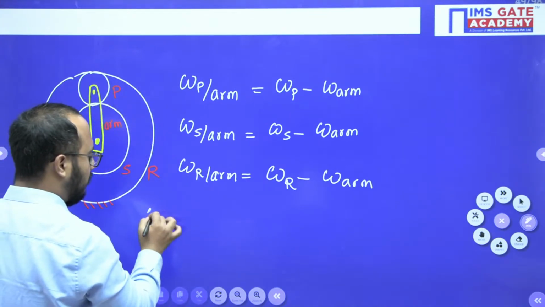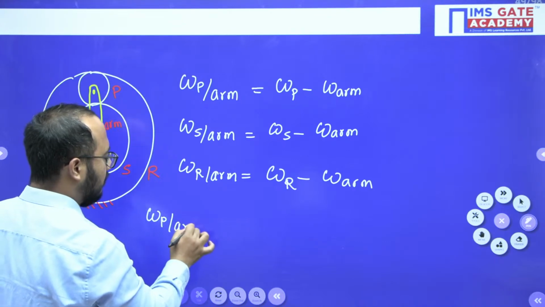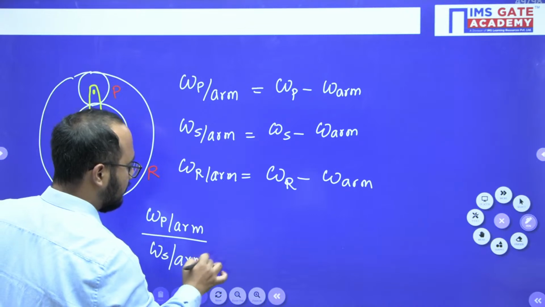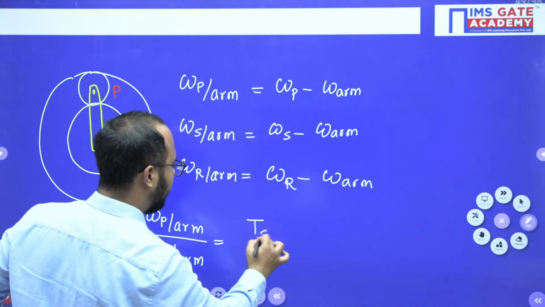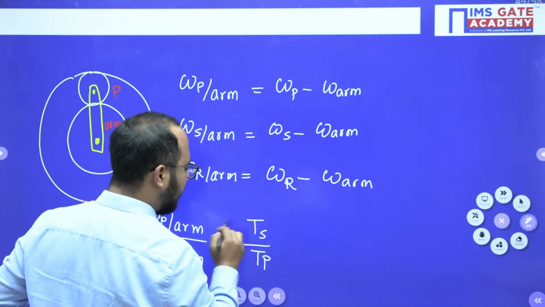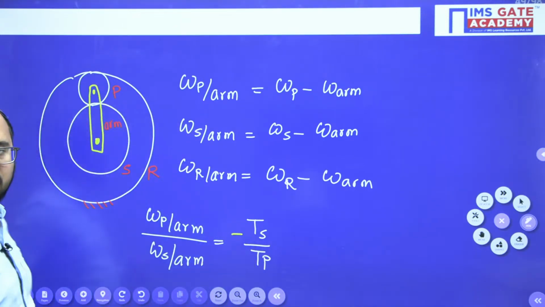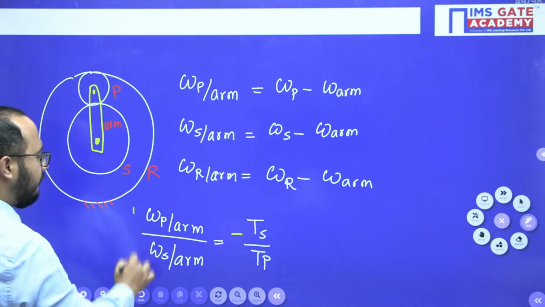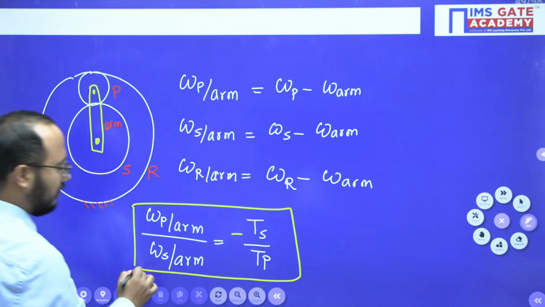So let's suppose I am considering the gearing of planet and sun gear. I can write omega p with respect to arm divided by omega of sun gear with respect to arm. This ratio will be equal to Ts divided by Tp, but a negative sign will be there. Why? Because the external meshing is there. Like this, with respect to arm we are writing. So this is the relation that we'll use here.